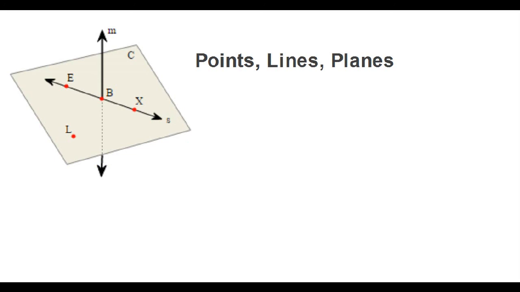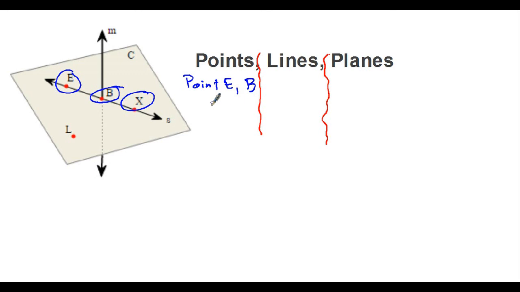So let's break down points and lines a little bit. Alright, so let's find some points on this diagram right here. We have point E, so we're just going to put point E. We can use point B. We can use point X. And we can also indicate point L. Okay, now lines.